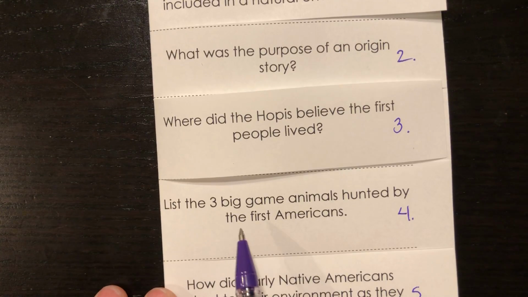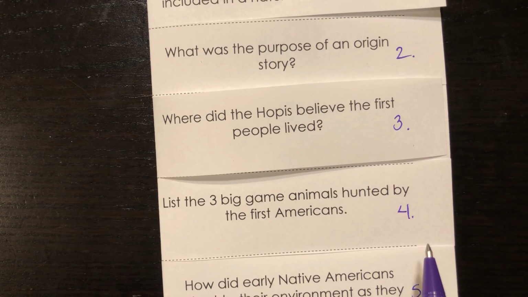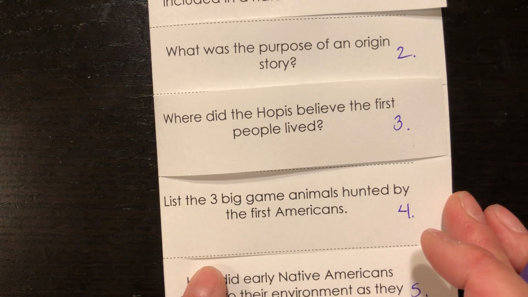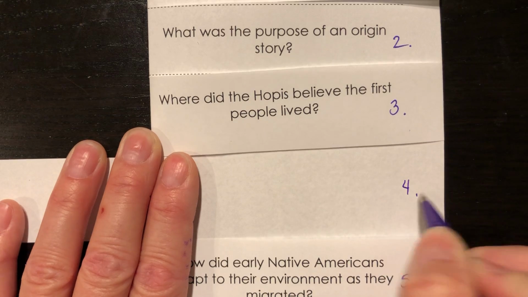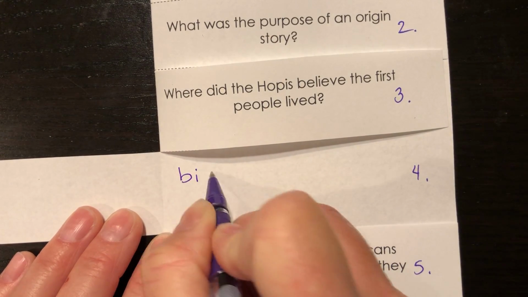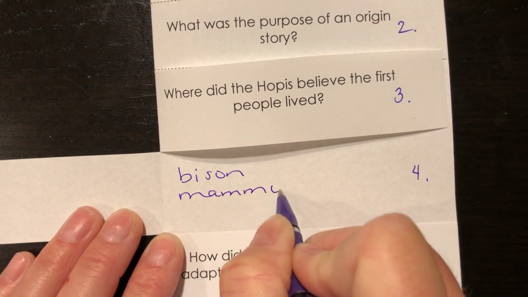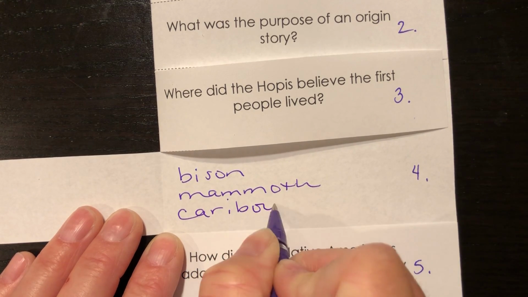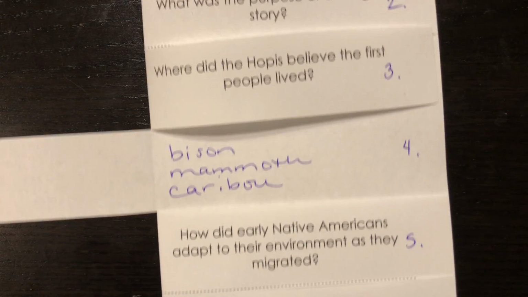All right. Number 4, list the 3 big game animals hunted by the first Americans. So I know there were a lot of animals that were hunted, but there were 3 specific big game animals that were mentioned. So open it up, write a number 4. And the 3 that we said were bison, mammoth, and caribou. So again, there were others, but these were the 3 big game.